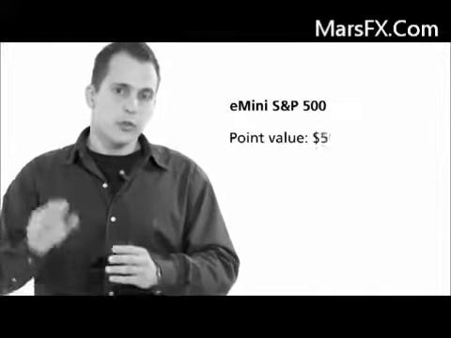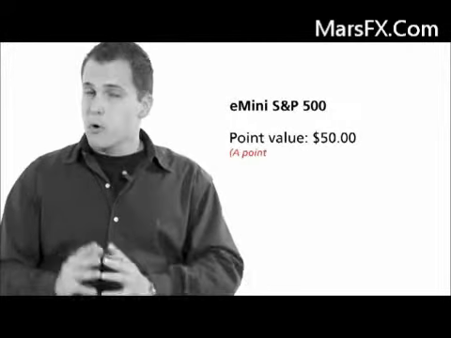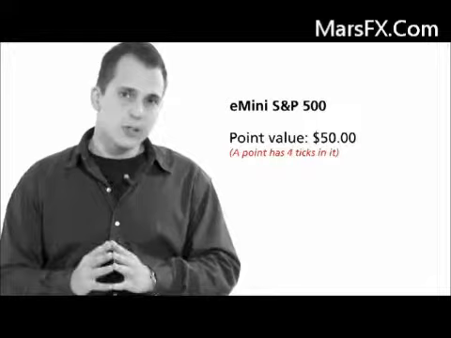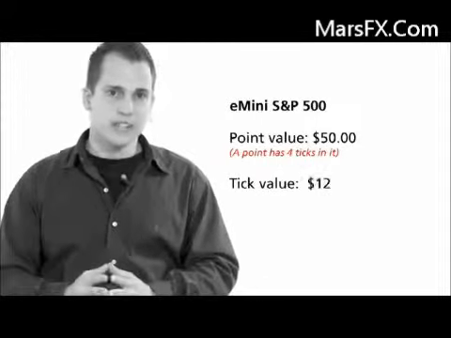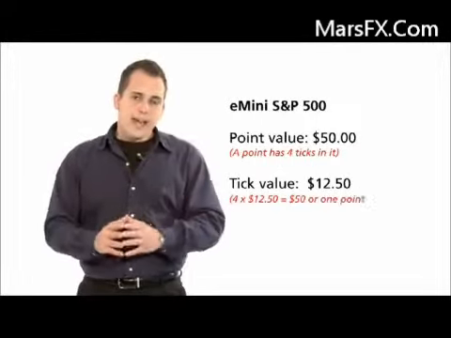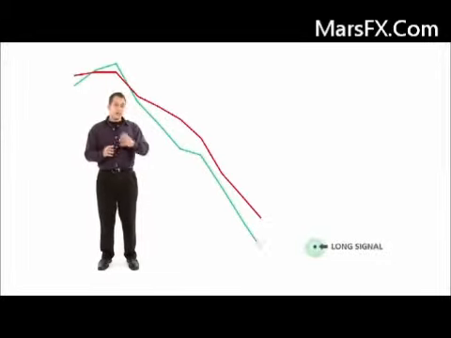For this example, the point value of the E-mini S&P 500 is $50, and each point is made up of 4 ticks that are worth $12.50 each. So now let's have a look at a long signal trading the E-mini S&P 500. To do this, let's have a look at a chart. So on the chart you can see here that we have a long signal.